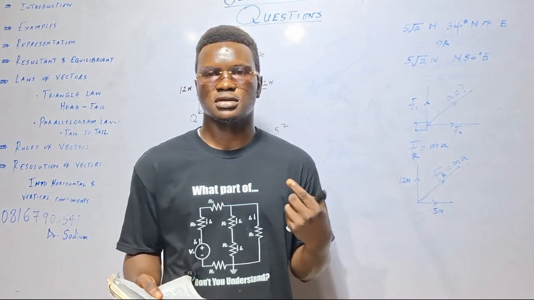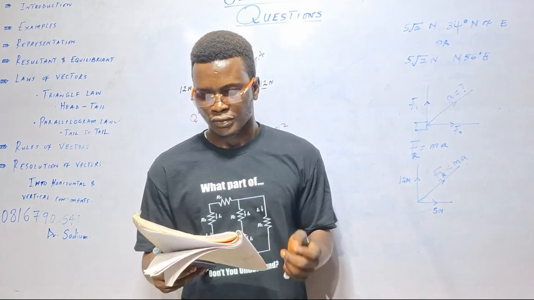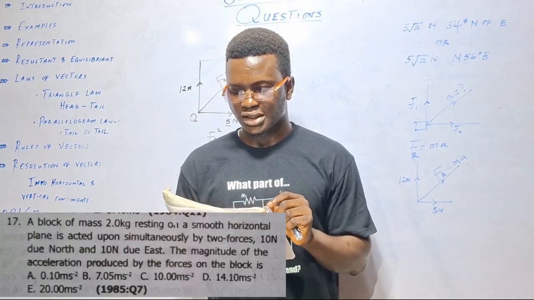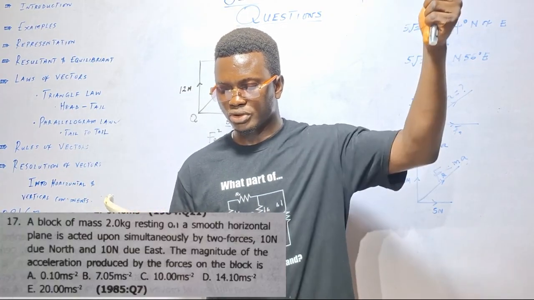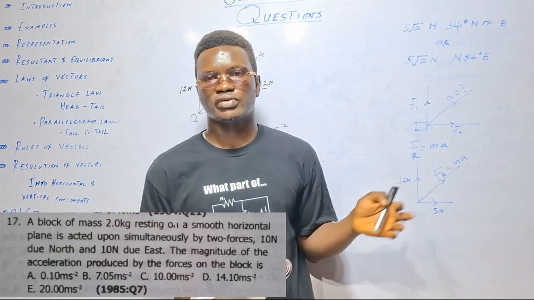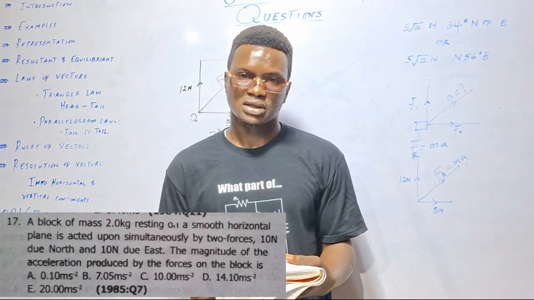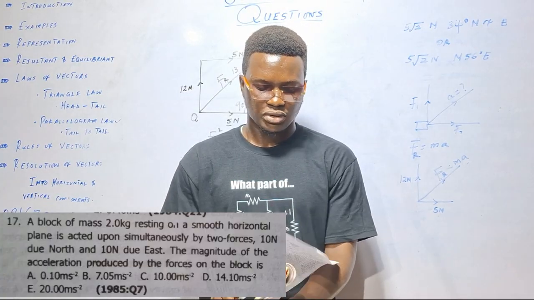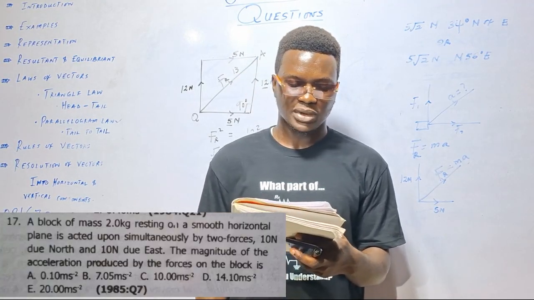Do you understand this? Anyone you don't understand, leave a comment in the section. I will find a way to explain them better. So the next question: a block of mass 2 kilograms resting on a smooth horizontal surface is acted on simultaneously by two forces, 10 Newton and 10 Newton. One is due north, one is due east. The magnitude of the acceleration is just like what I just finished solving. So try that on your own and leave the answer in the comment section. Let me see if you are correct. That shows you got the explanation right. I will tell you some things later. Physics is all about principles. So let's look at number 23.